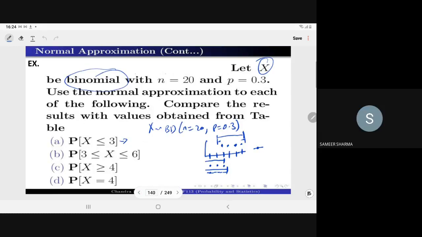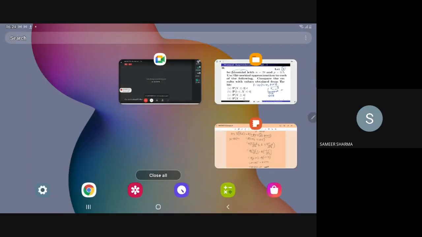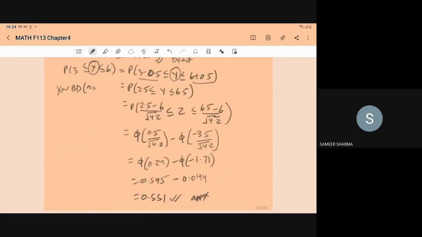Sir, what was the second condition where we could approximate? When the first was when p was less than 0.5.